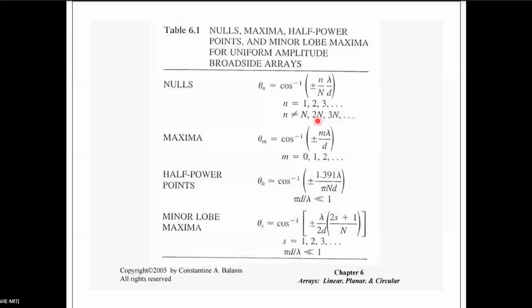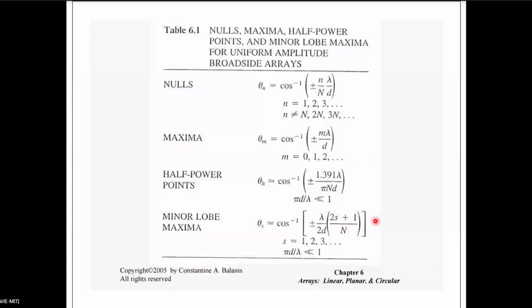Okay, maxima you get like this. And theta h, the half power point, is also obtained by substituting beta is equal to 0. How do you get maxima? In that expression, if you substitute beta is equal to 0, you get this maxima. Half power points are like this expression, and for the minor lobe maxima you get this expression. You have to substitute beta is equal to 0.